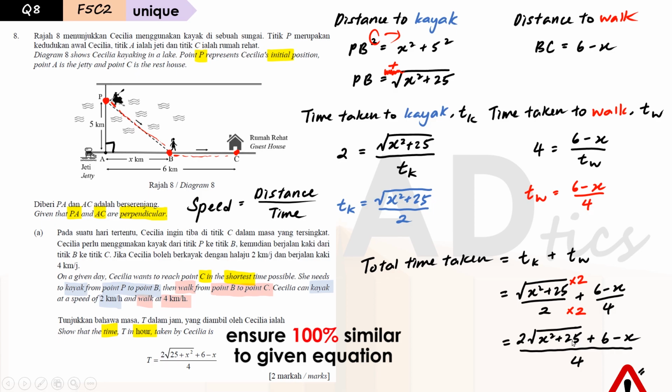Right, so another thing to take note is make sure the entire thing is exactly the same as what the question wants. Right, so as you can see here, the x squared plus 25 here, it's the other way around. Right, so please do not write this. Follow the equation, which is 25 plus x squared.